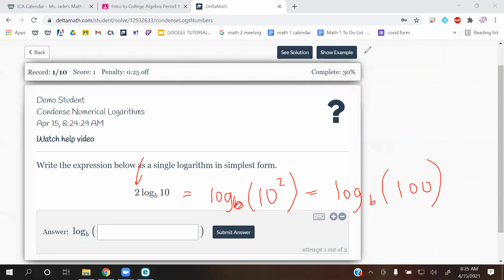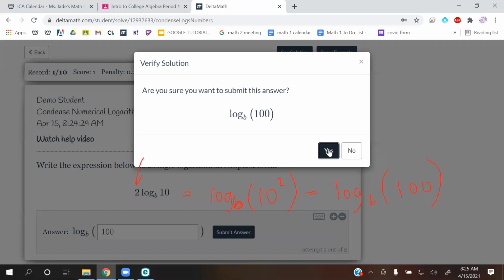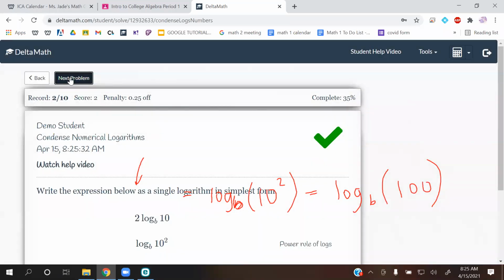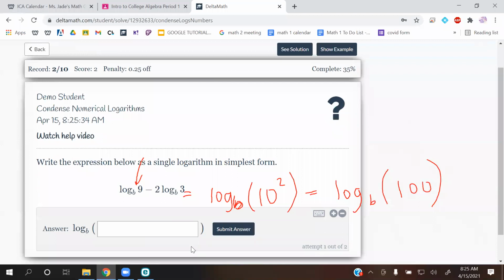And so this one is pretty simple and straightforward. Your final answer is log base b of 100. So you just type the 100 in because they already gave you the log base b. Any questions? Okay, let's do a few more.